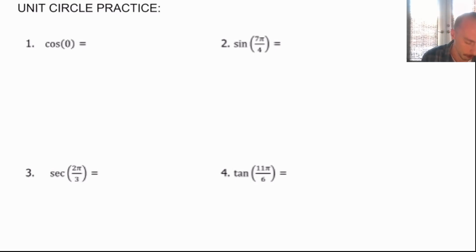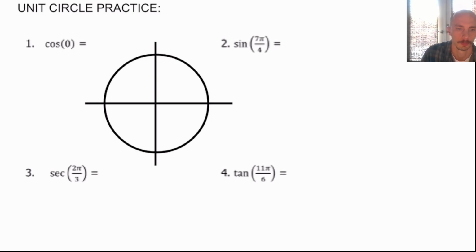So cosine of 0. All right, I'm going to bring in a unit circle or something I can copy paste for all these problems. All right, so always respecting that 3-step process. First, find the spot on the unit circle. Okay, 0 radians is right here at the far edge, right where we start. Okay, so that's theta equals 0.